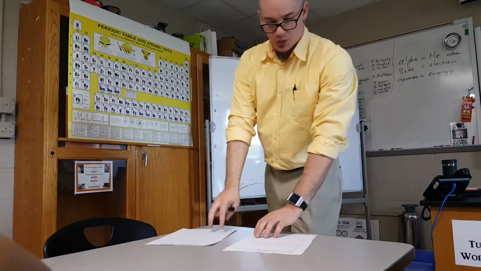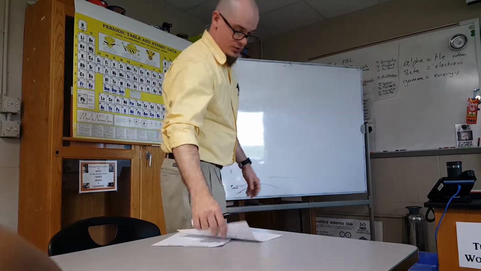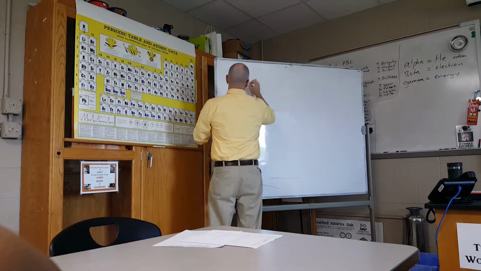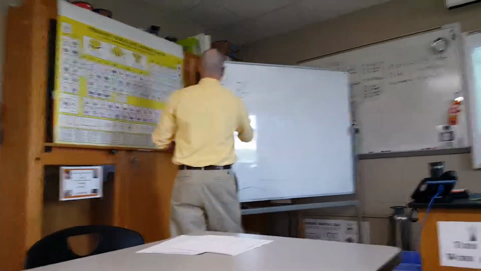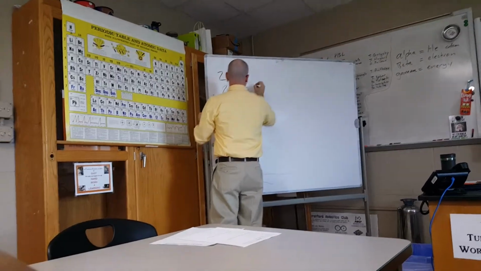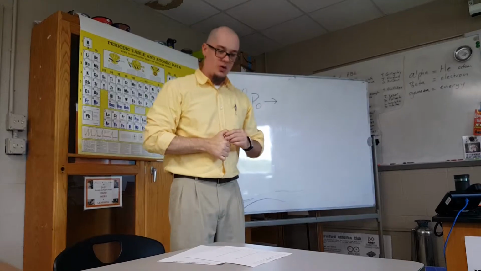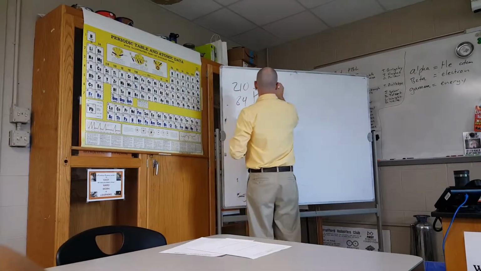So let's do the first one. We start off with, it looks like, polonium-210. So we've got 210, Po for polonium, and it's 84. Now what do your instructions say is going to happen to this polonium? What kind of decay is going on? Alpha. So we're dealing with alpha.